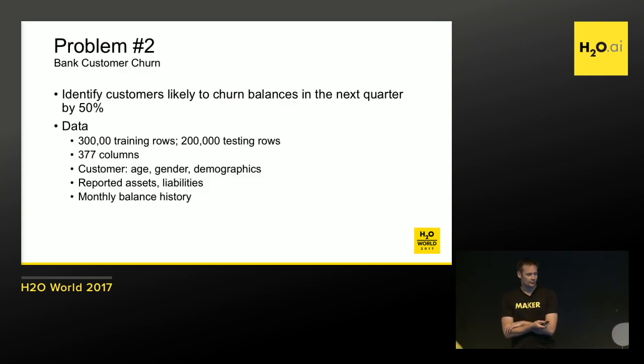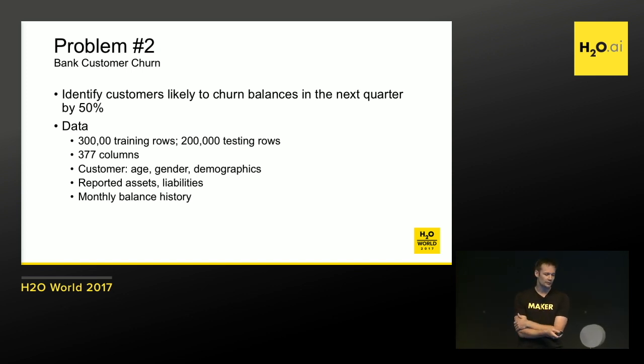Moving on to the second problem, we have bank customer churn. This isn't entirely a churn definition you might be familiar with, but this is the way it was set up. We have customers likely to churn their balances in the next quarter by 50%. So they're not leaving us entirely, but it's a similar type of setup, churn problem at its heart.